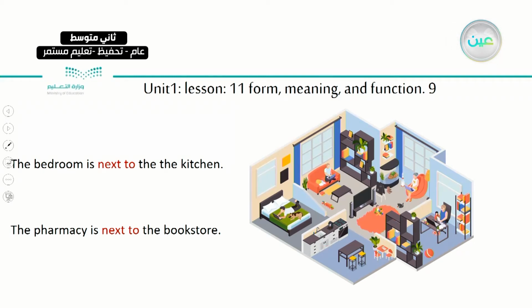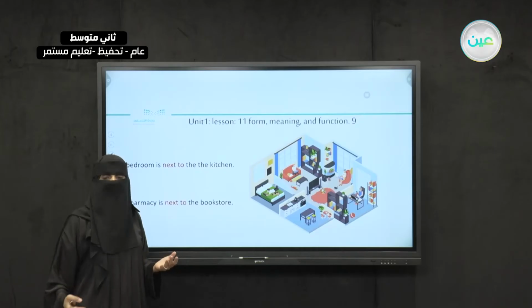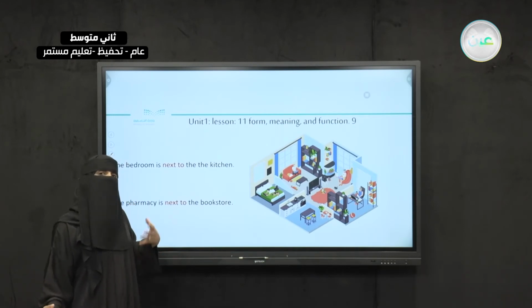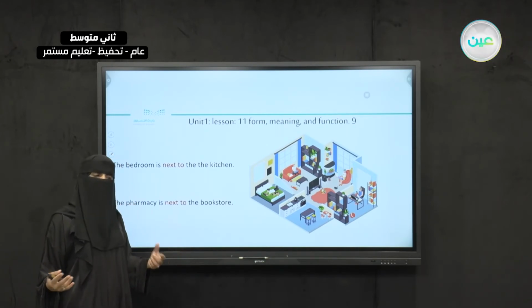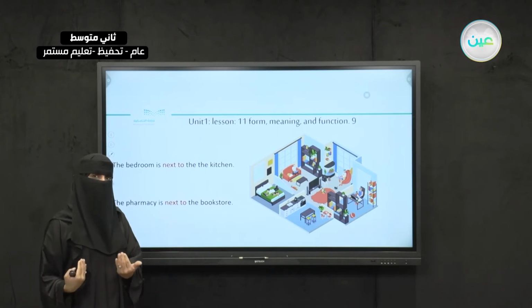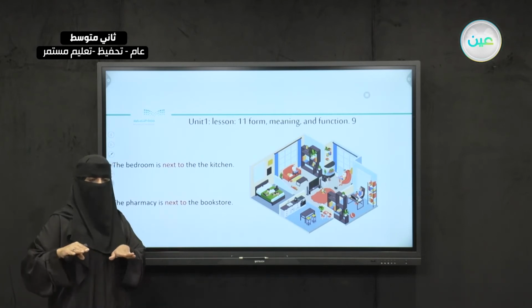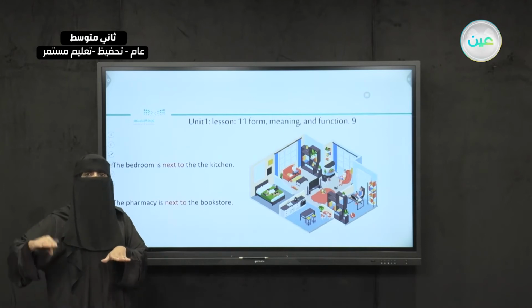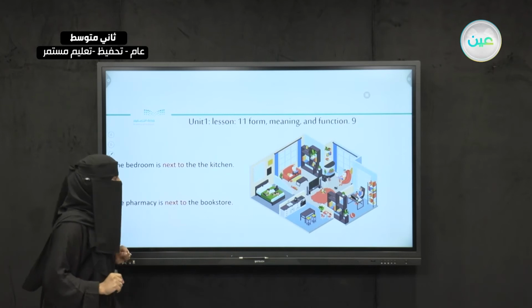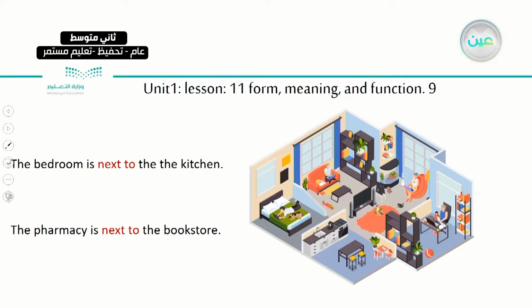If you look around you in your class, who's sitting next to you? Who's your friend sitting next to you? Is it Muna? Is it Ahmed? Is it Ali? So look, who's sitting next to you? Okay, next to you means you don't have any chair or any table between you. You're sitting next to each other, okay? Another example in your book, the pharmacy is next to the bookstore. That means they are next to each other, okay?